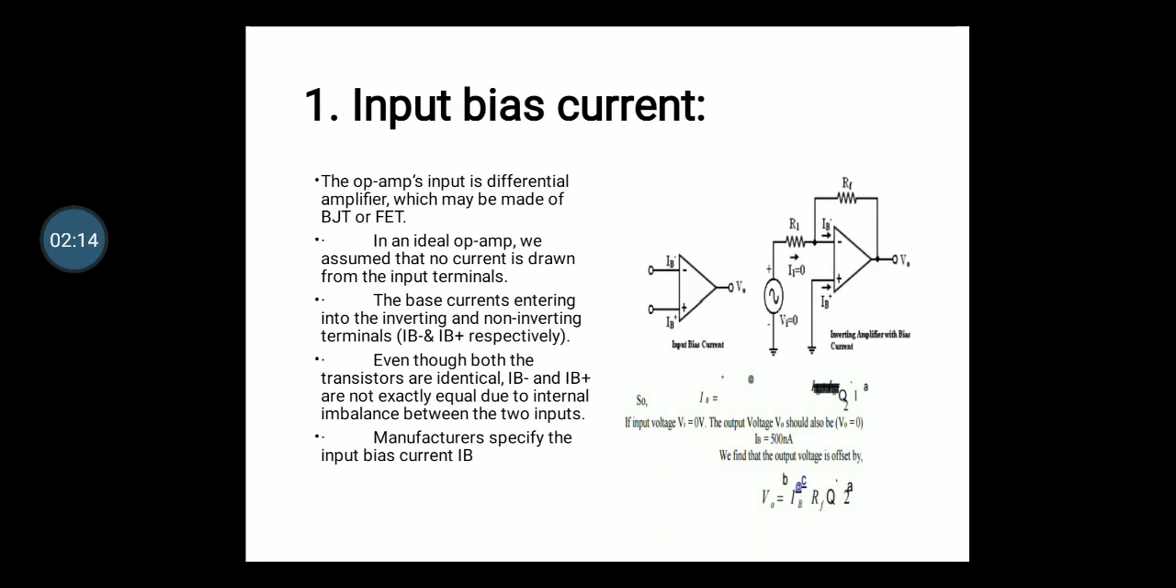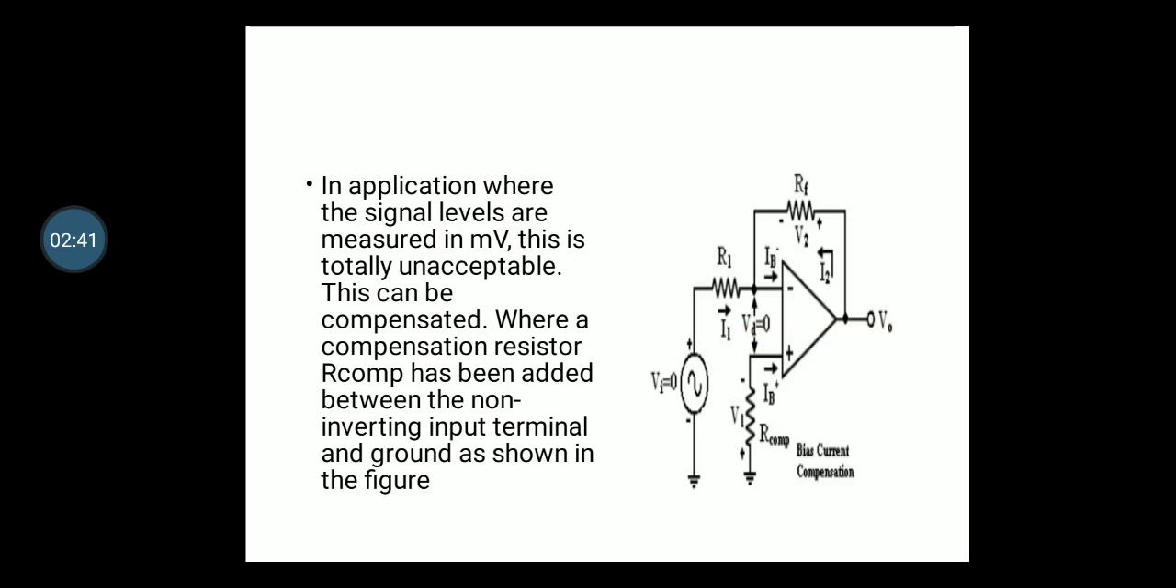So for the 741, a bipolar op-amp, the bias current is 500 nanoamps or less. Consider the basic inverting amplifier. If the input voltage Vi is set to 0 volts, then V0 should also be at 0 volts. Instead, we can find that V0 is equal to IB minus into RF. Hence, for an op-amp with RF 1 mega ohm and base current 500 nanoamps, the resulting output voltage will be 500 millivolt.